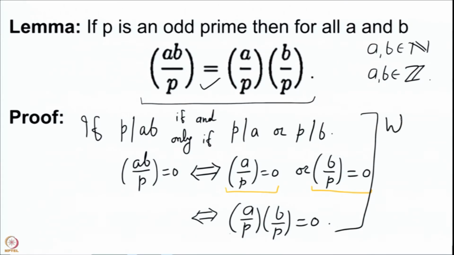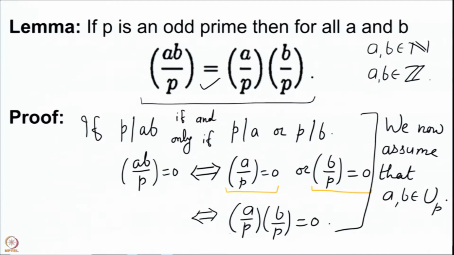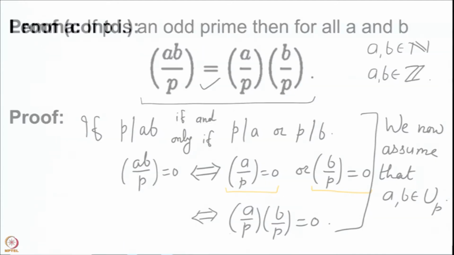Okay. So, we now assume that A, B are elements in UP. This is our standing assumption now.